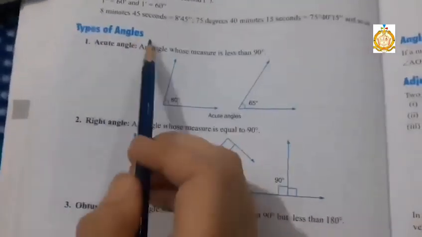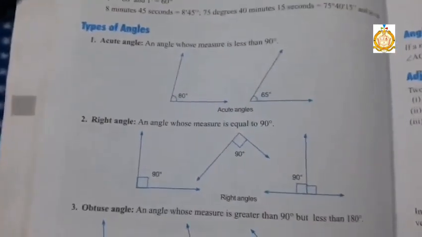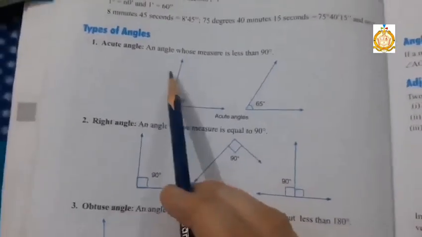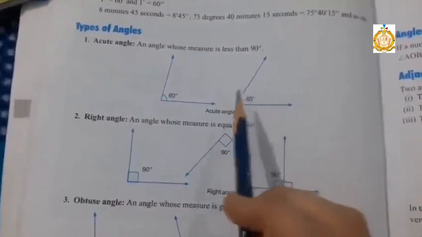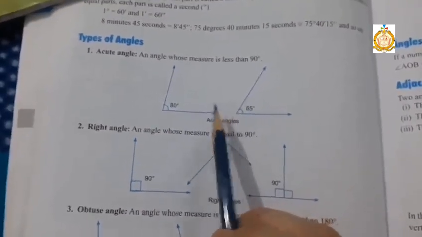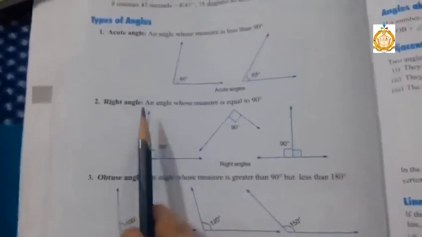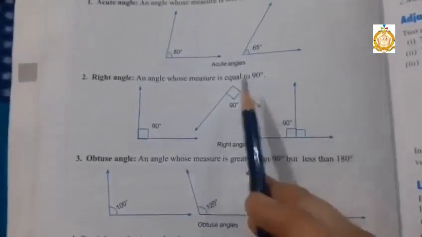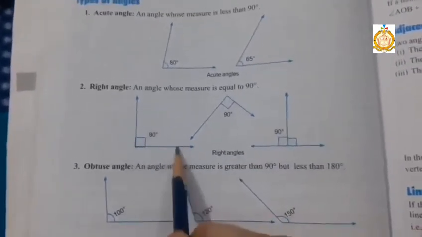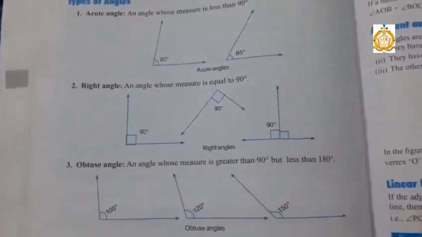Next is type of angles. There are 5 types of angles. First is the acute angle. The angle whose measure is in between 0 degree and 90 degree is acute angle. Next one is right angle. The angle whose measure is 90 degree is right angle. Here you can see the right angle.